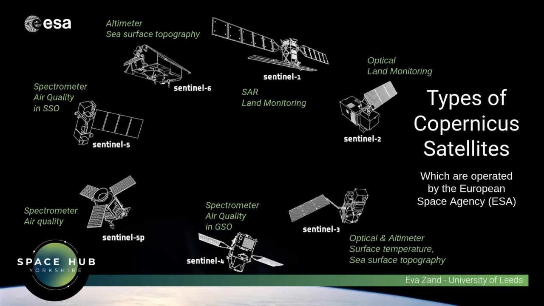So if you look at all those satellite missions, they all have a different reason for what they're used. Sentinel-1 and 2 are used for land monitoring, and then Sentinel-3 and 6 are used for the ocean, seas, to look at the sea surface topography or temperature of the sea surface. And then Sentinel-5, 5P, and 4 are used for air quality measurements. I'll go into this a bit later on.